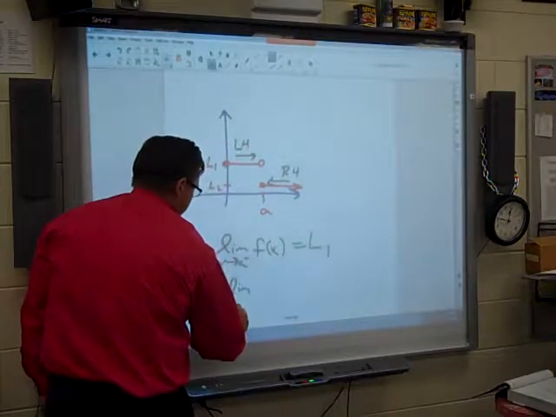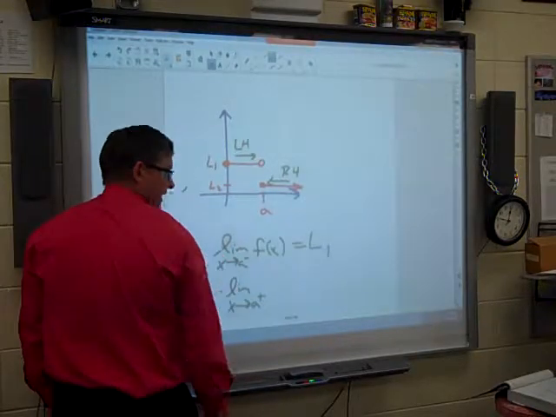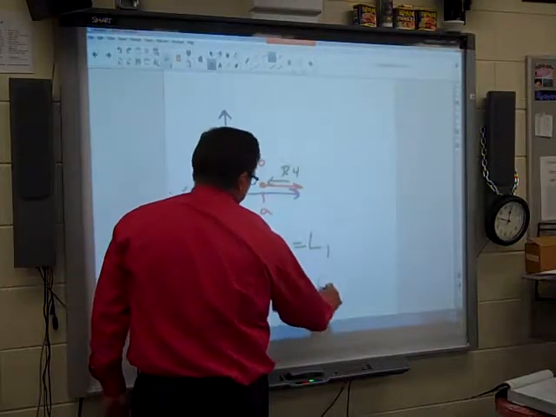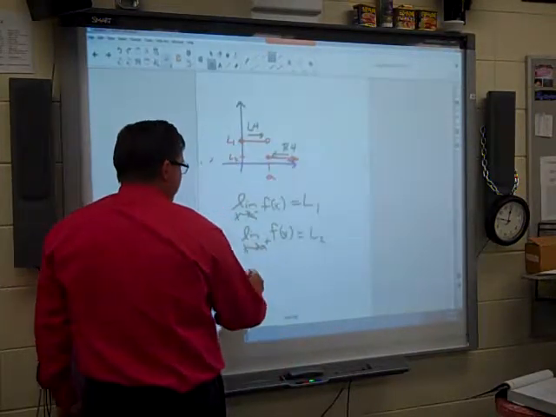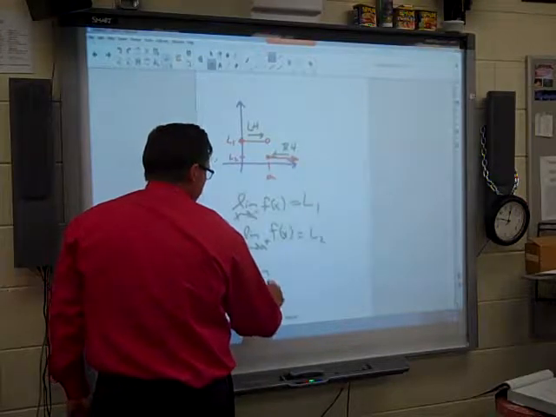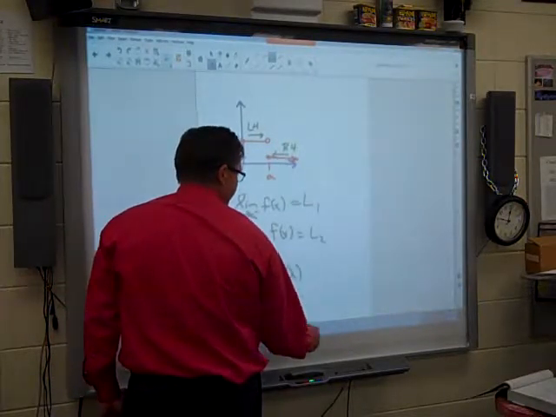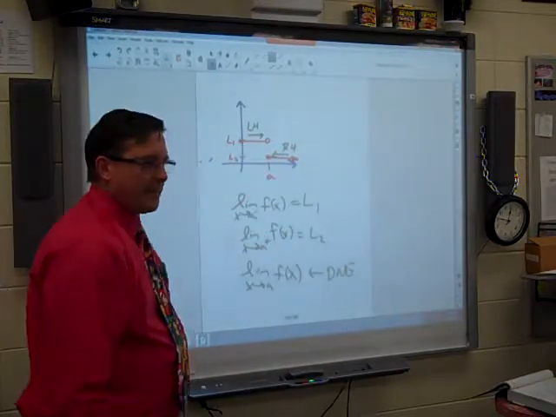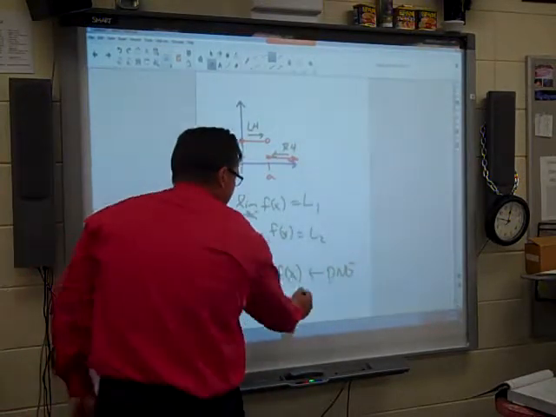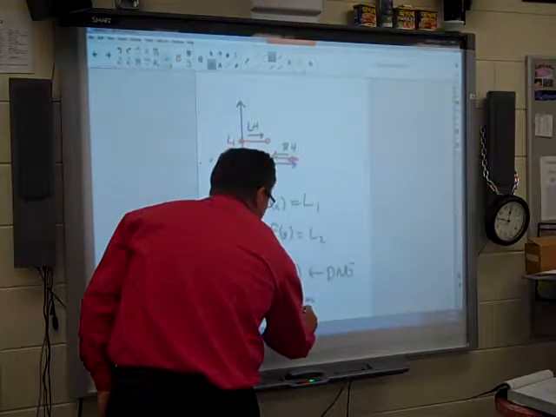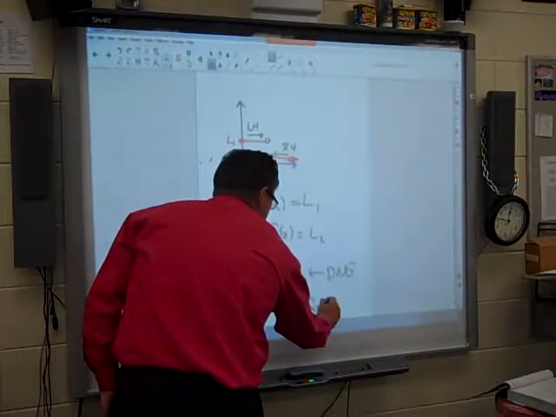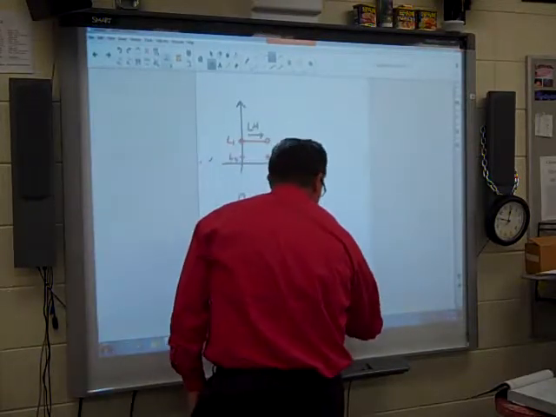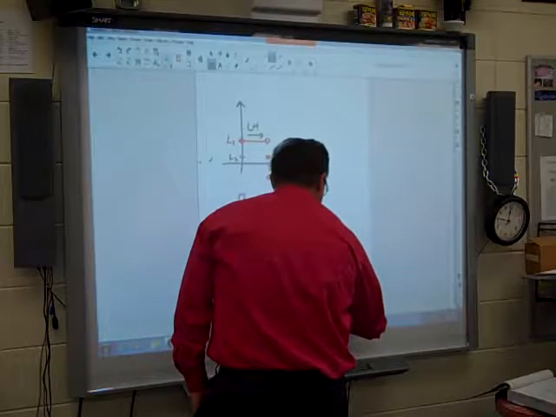And the limit as x approaches A from the positive side, which is the right-hand side, of f of x is L2. And the limit as x approaches A of f of x does not exist. And I'll tell you why. It doesn't exist because the limit as x approaches A from the left-hand side of f of x does not equal the limit as x approaches A from the positive side of f of x.